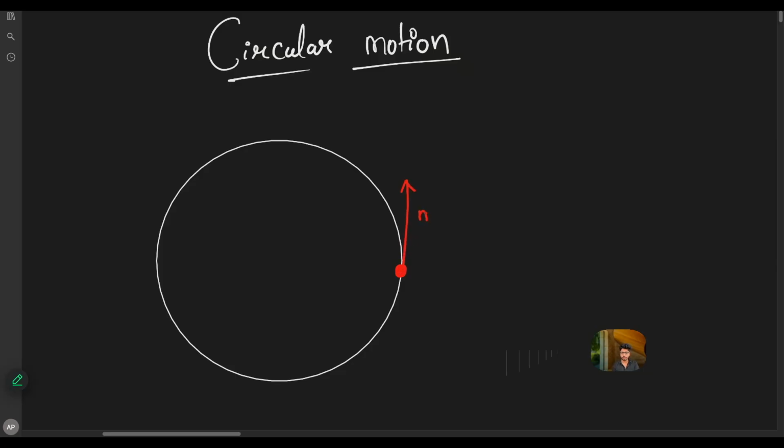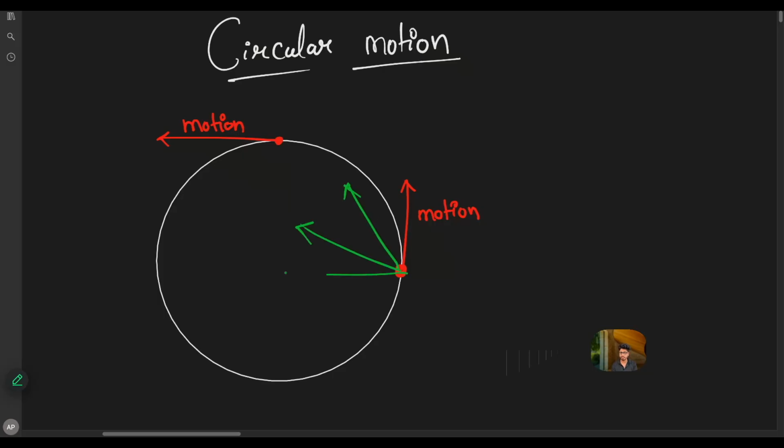This is the motion direction that I'm showing you. At this point, the motion direction is like this. Let's suppose this is a ball. To turn this ball, in which direction do I have to apply the force? What will be the condition so that it will move in a circular path?